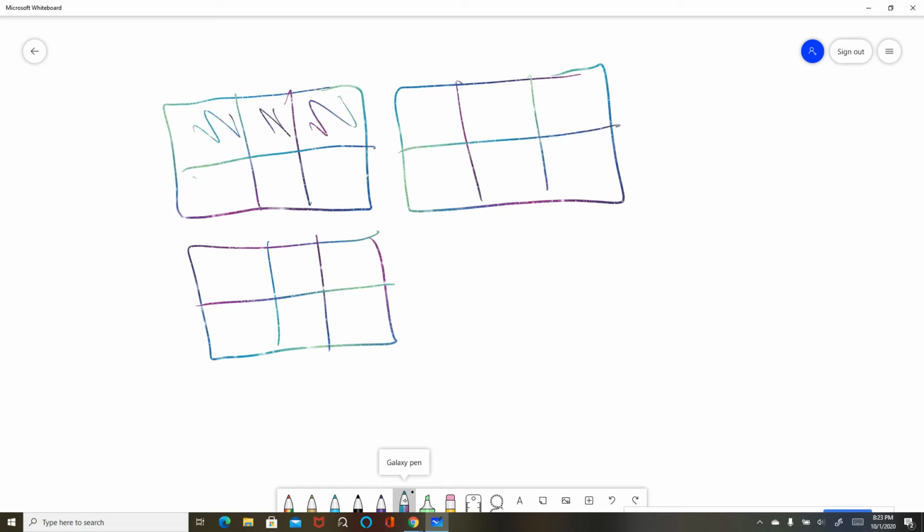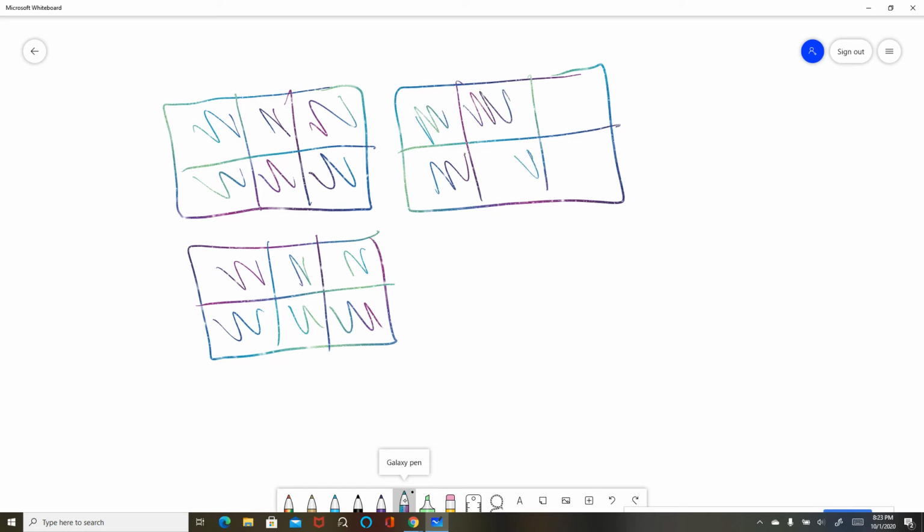1, 2, 3, 4, 5, 6. 1, 2, 3, 4, 5, 6, and 1, 2, 3, 4. I want you to write this as an improper fraction, and I want you to write it as a mixed number. Okay? Go ahead and pause the video now, see if you can do that, and then unpause it when you're finished to double check.